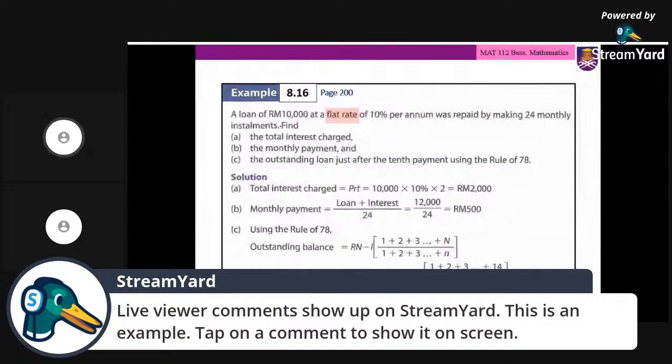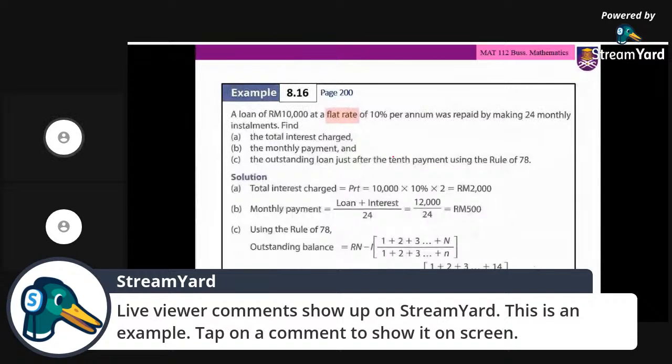So the loan is 10,000. This one is a flat rate, so with a flat rate we use the original balance. Total interest charge, monthly payment: you have already learned parts A and B. The question for the outstanding balance is usually the last question. Now we want to calculate the outstanding loan after the 10th payment using the rule of 78. So how to calculate?